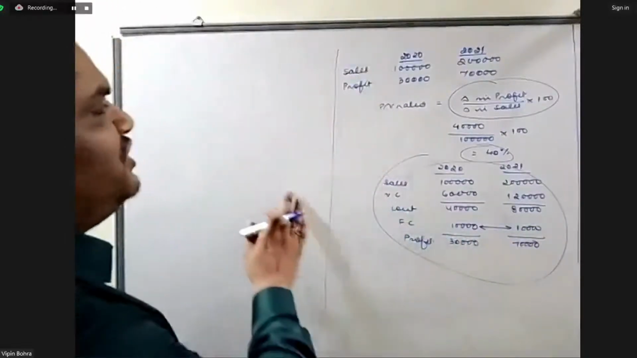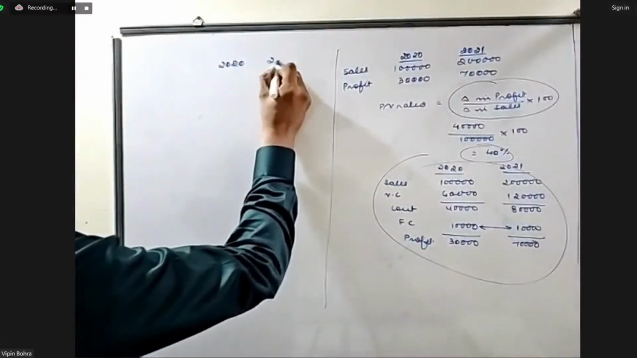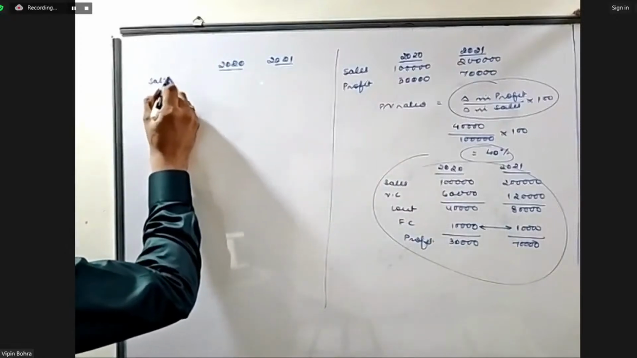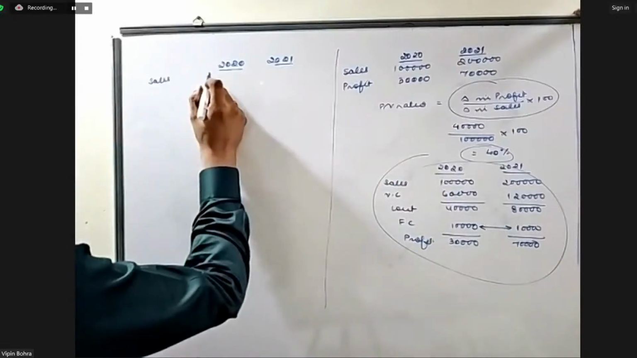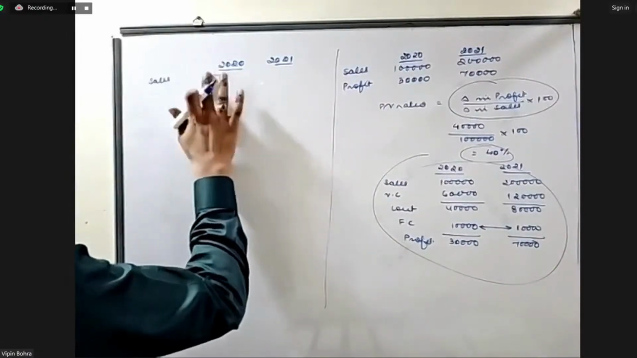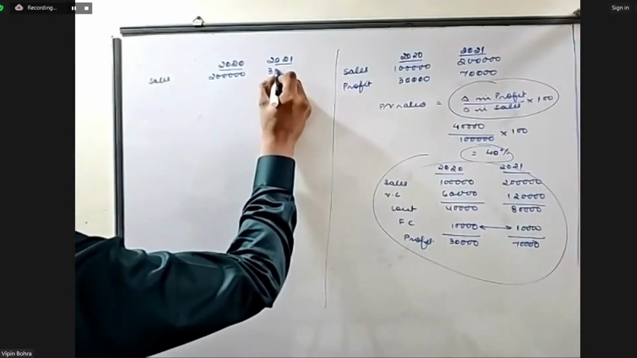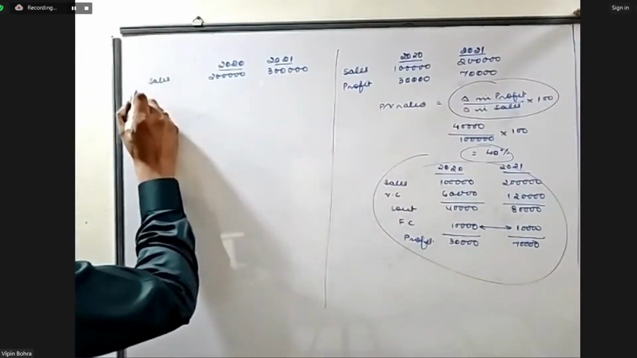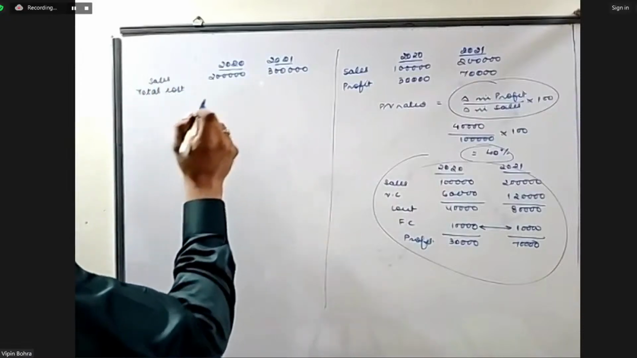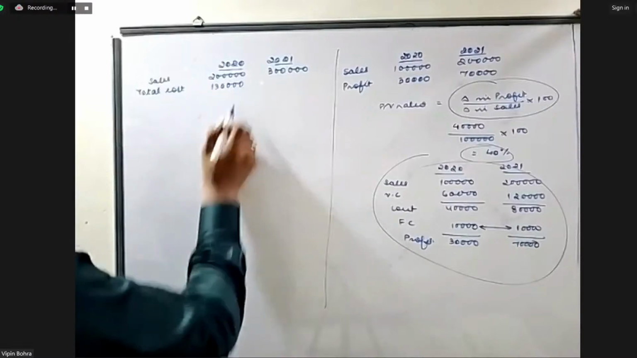Let's take one more question. Let's say my sales is given 1 lakh, 2 lakh and 3 lakh. Further, the total cost is given. Let's say 1,30,000.